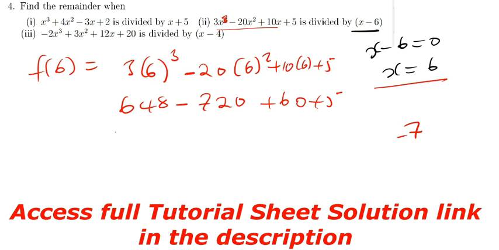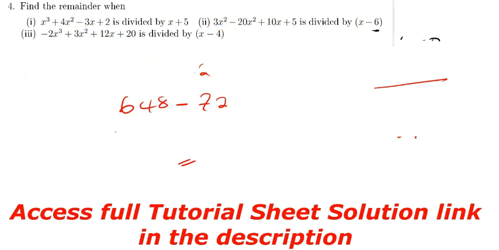Let's see. So 648 minus 720 plus 60 plus 5. We should be able to get negative 7. So negative 7 is my remainder in this case. So as you can see, I've used a different method here. Even here, now I can also use long division. So the third question, this one, let me use long division.